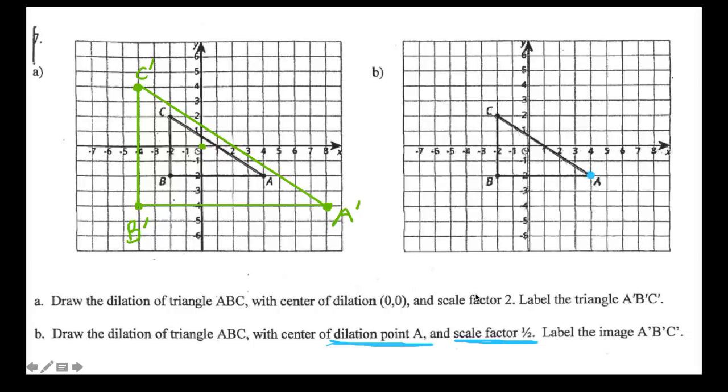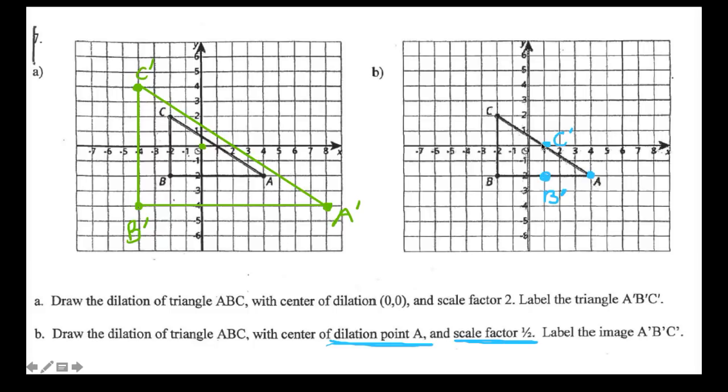For B, my center is actually dilated point A. My scale factor is 1/2. So if I measure from A to B, it's to the left 6 units. I need half of that because my scale factor is 1/2. So B prime will be 3 units away. From A to C, I go up 4 and to the left 6. I need half of that because my scale factor is 1/2. So I end up going up 2 and to the left 3. That gives me C prime.